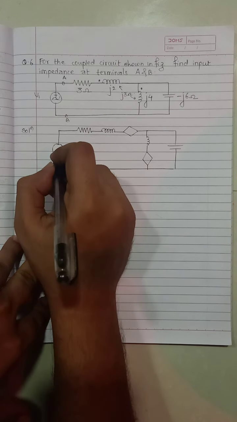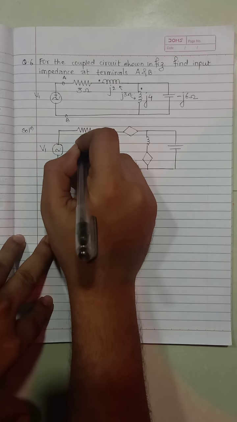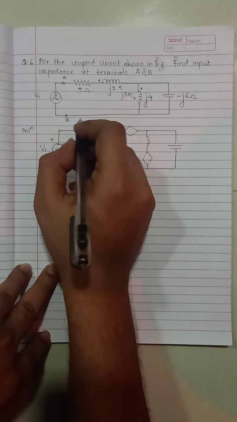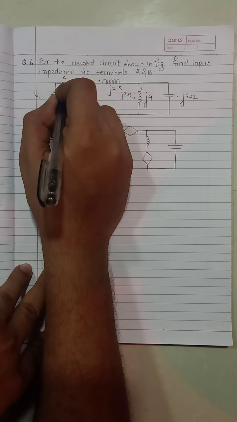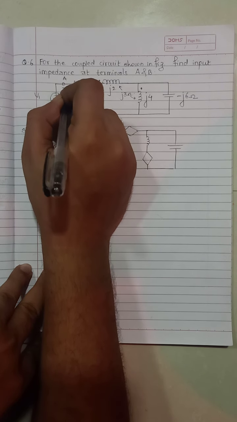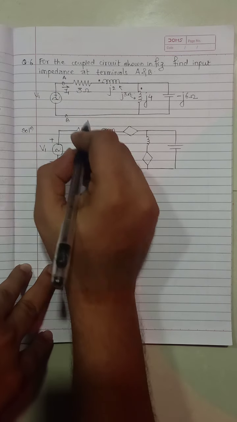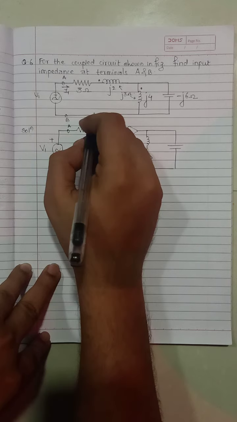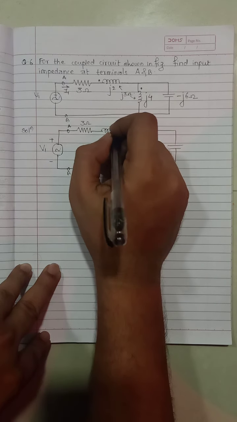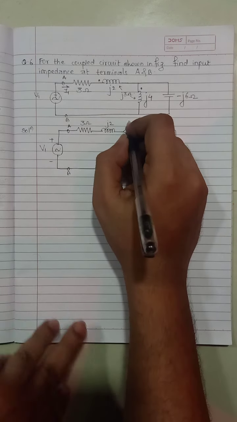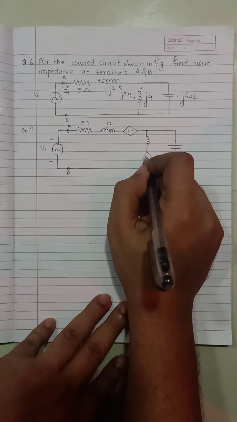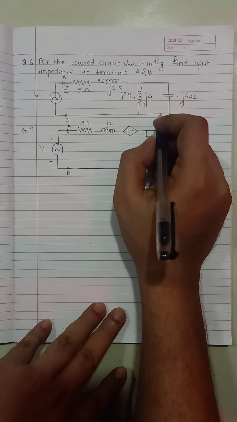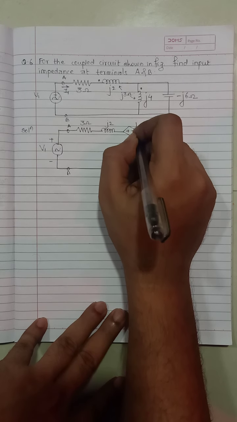Terminal B, V1, plus minus, and input impedance, that means I1. Input impedance means we need to find the ratio of V1 upon I1, even if it is not given in the question. Input impedance is V1 upon I1, G2, and this will be positive, because the direction of the current in both the coils is the same as the flux.